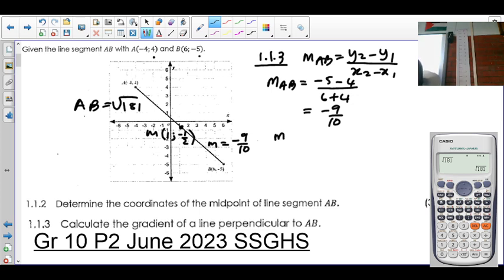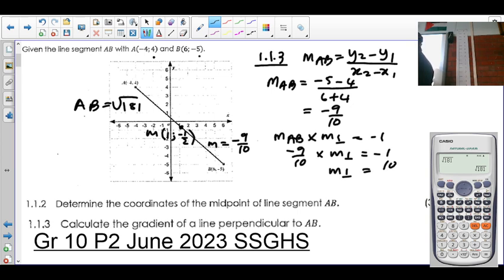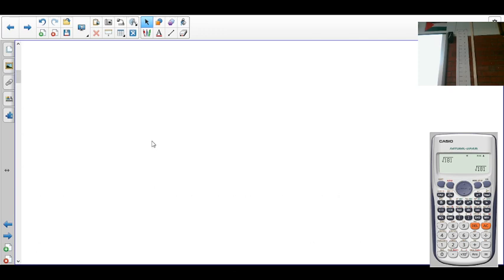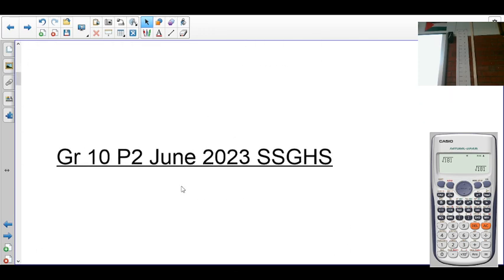So that means to say that the gradient of AB times the gradient of the perpendicular line is minus 1. So we have negative 9 over 10 multiplied by the perpendicular gradient is equal to negative 1. That gives me an answer of 10 over 9. Why? Because if I divide both sides by negative 9 over 10, I get 10 over 9. Let's go to 1.2.